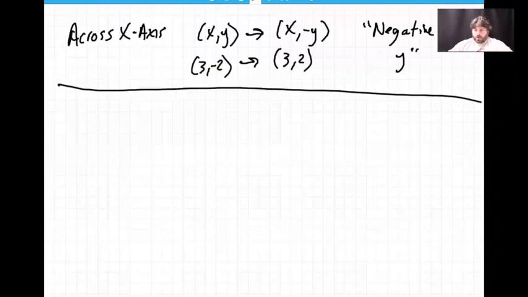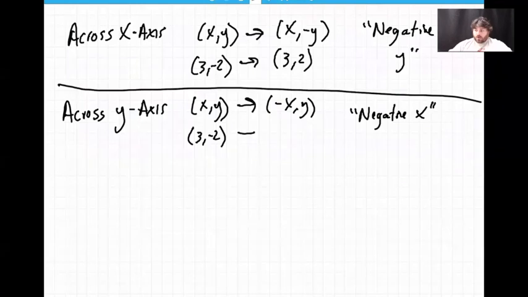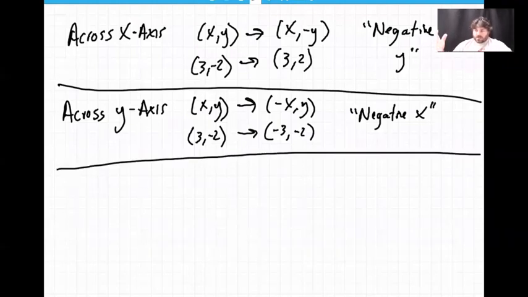Okay? What if we go across the y-axis? Now, if the x-axis we switch the y value, what do you think is going to happen here? Some coordinate (x, y) is going to go to (-x, y). Exactly. We do a negative on the x value. Whatever the x value is, we just switch the sign. So example, (3, -2) becomes (-3, -2). We don't touch the y value. We just switch the x value. Okay, you got to remember it's backwards because when you flip across x, you change the y. When you flip across y, you change the x.